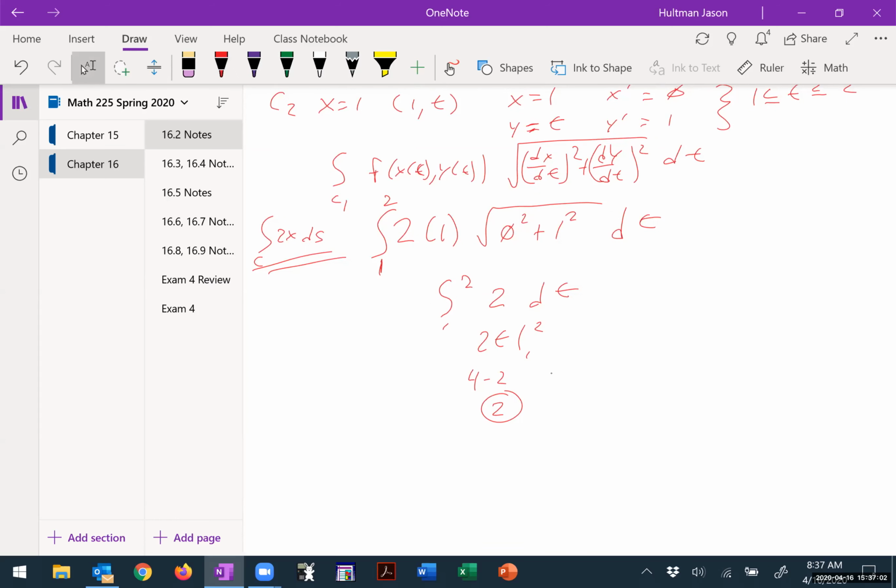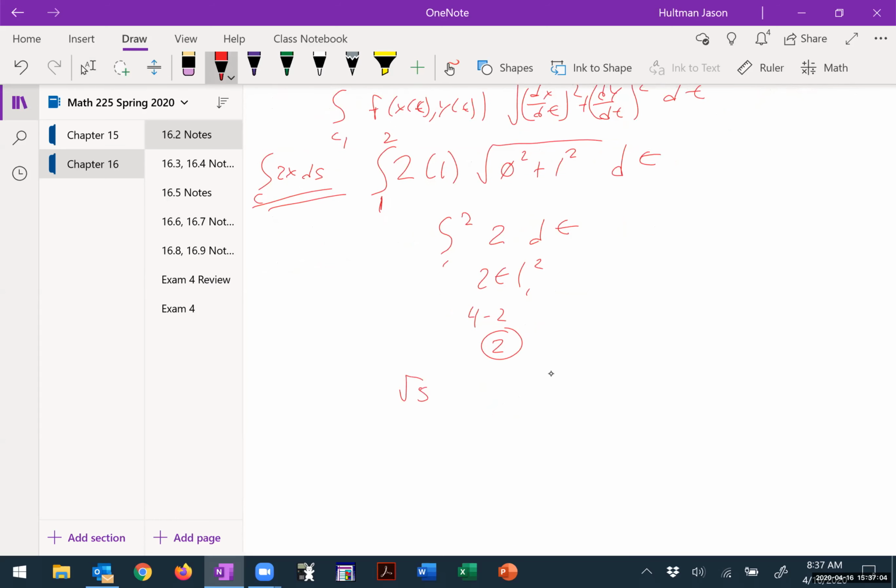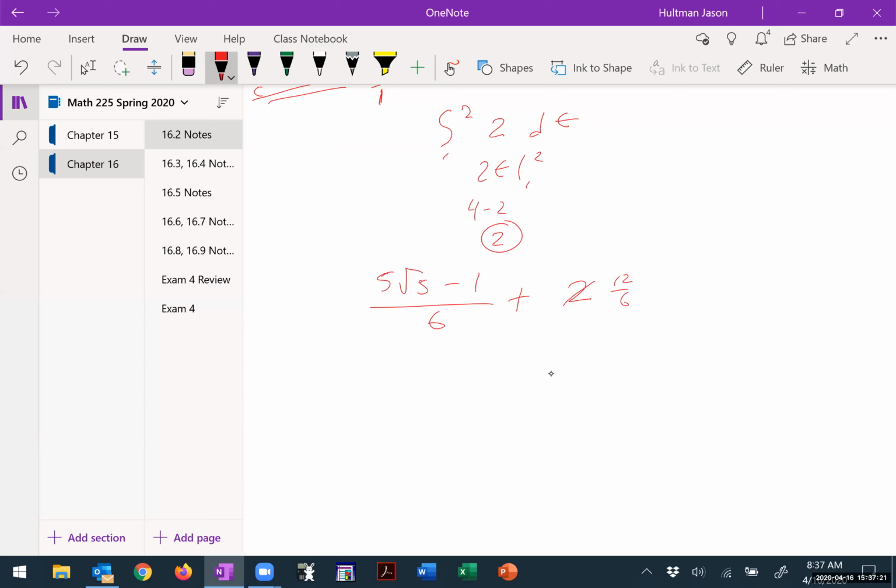Okay, so let's put these two pieces together. This is going to be 5 radical 5 minus 1 over 6, plus 2. I can make this one fraction by letting this 2 be equal to 12 over 6. And so I get 5 radical 5 minus 11 over 6. And that's my answer.